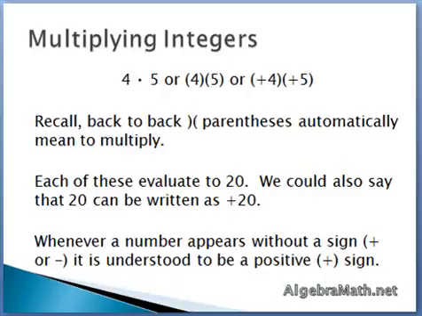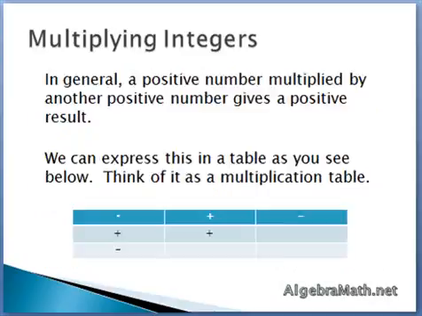We can also say that 20 can be written as a plus 20 or positive 20. Whenever a number appears without a sign, meaning a plus or minus sign, it is understood to be a positive sign. In other words, it's a positive number. In general, a positive number multiplied by another positive number gives a positive result. We can think of this as putting it in a table and say that a positive times a positive gives a positive.